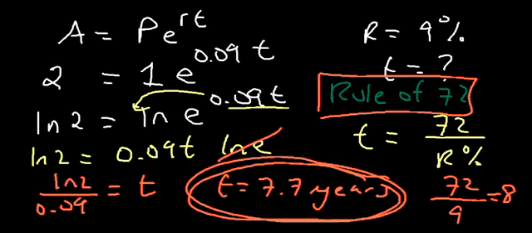By the way, if they want you to find out how long it's going to take to triple, simply replace this number with 3. If you want to find out how long it takes to quadruple, replace the 2 with a 4. And then just solve for t.